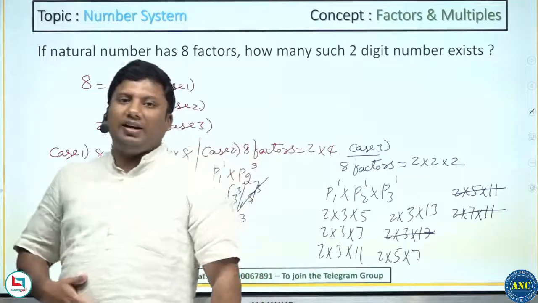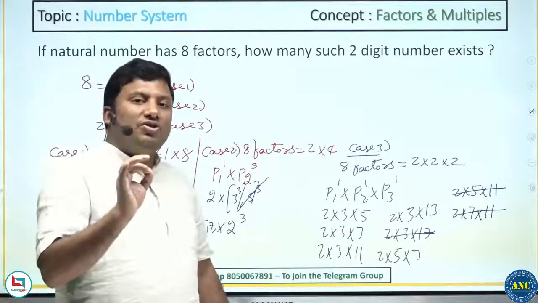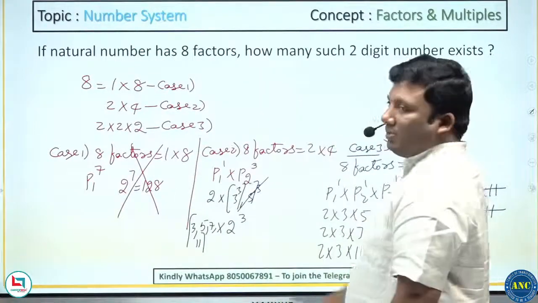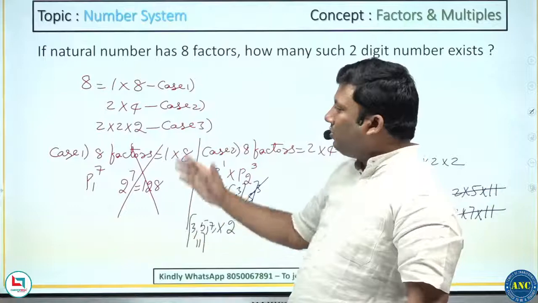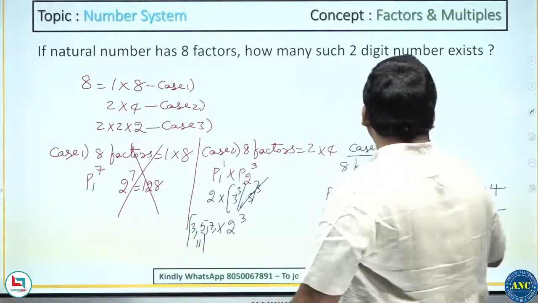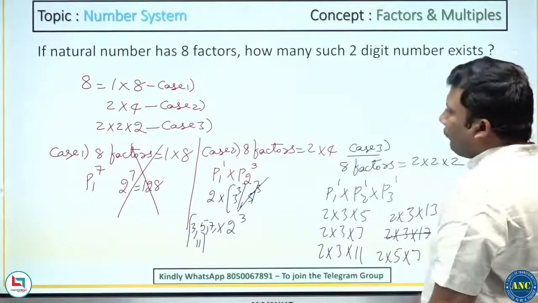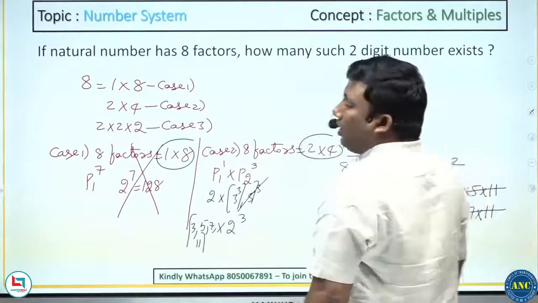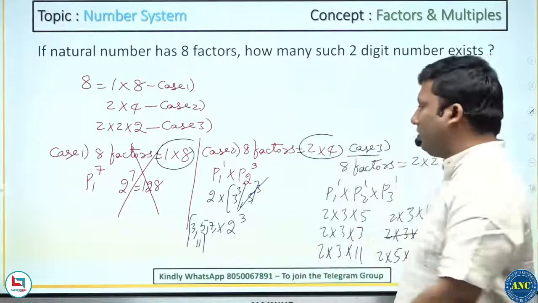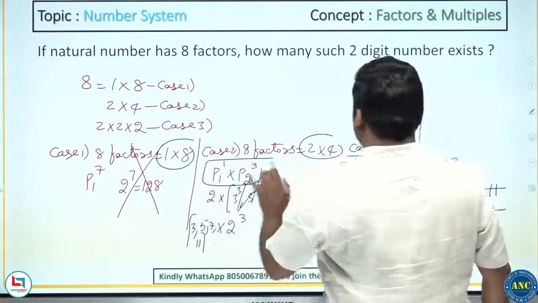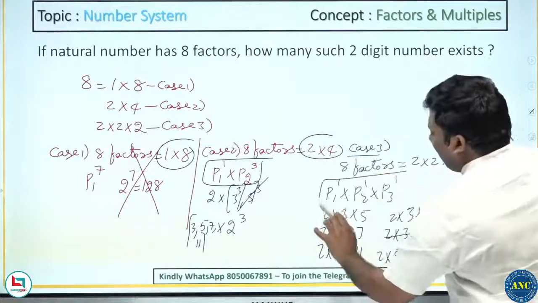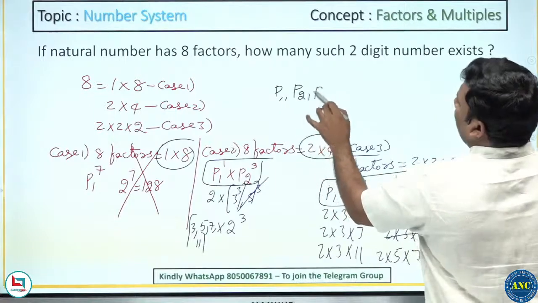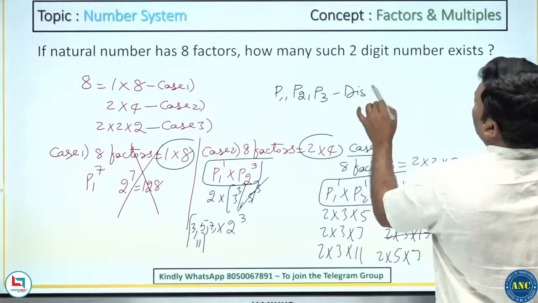Now I hope the idea is clear. P1, P2 and P3 take distinct prime numbers. These are the three cases that are possible: 1 into 8, 2 into 4 and 2 into 2 into 2. 1 into 8, power will be 7. 8 factors 2 into 4: P1 power 1 into P2 power 3. And it is P1 power 1 into P2 into P3, where P1, P2, P3 are distinct prime numbers.